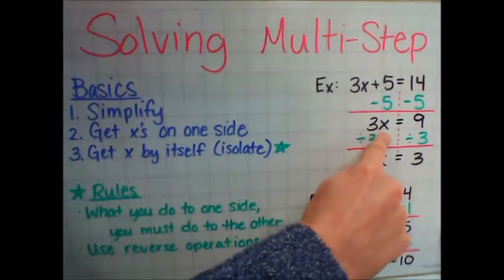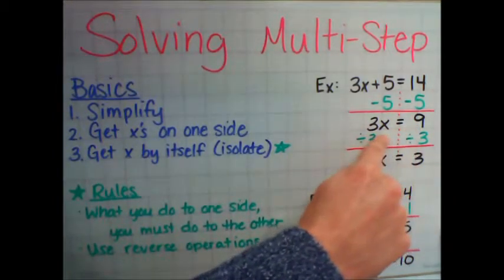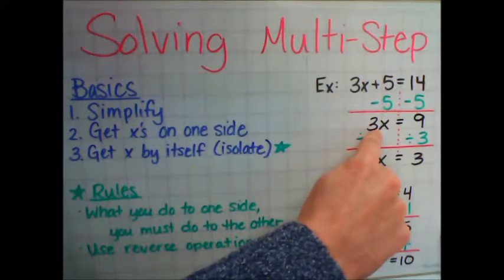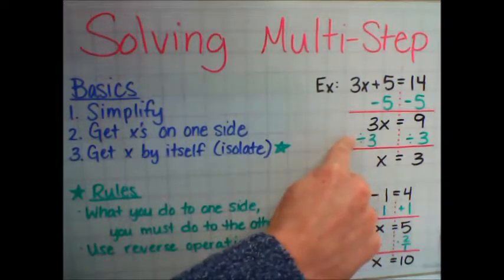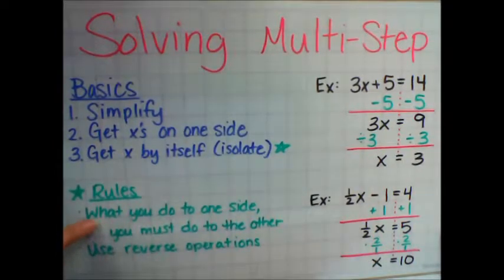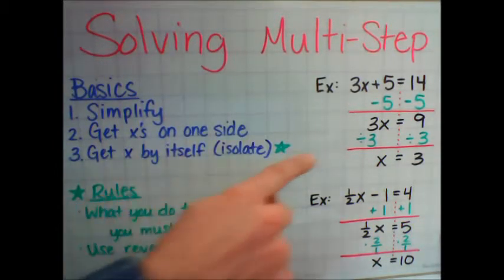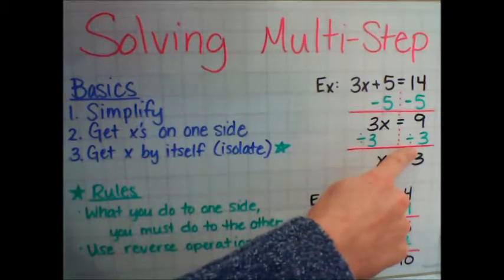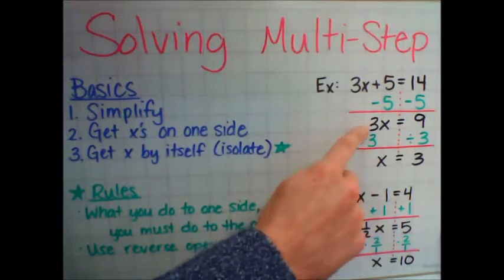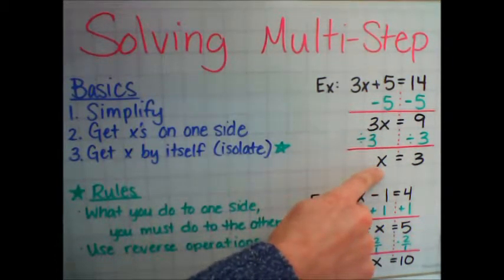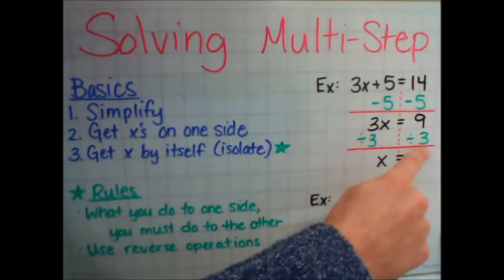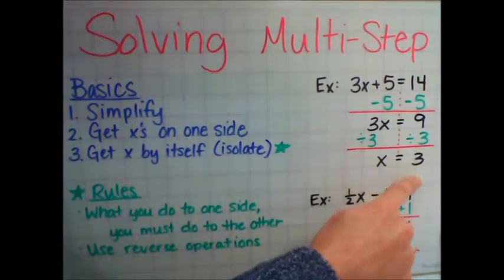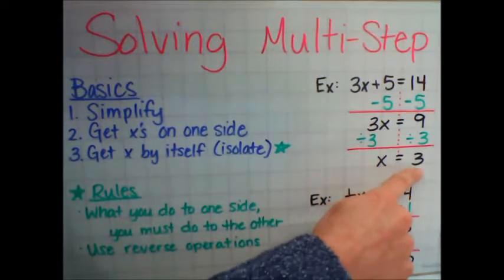Now we have 3 times x equals 9. We need to cancel this 3, and since it's 3 times x, we're going to divide by 3. What you do to one side, you must do to the other, so we divide by 3 on both sides. Those 3's will cancel and leave us with just an x equals 9 divided by 3 is 3. Our answer is x equals 3.